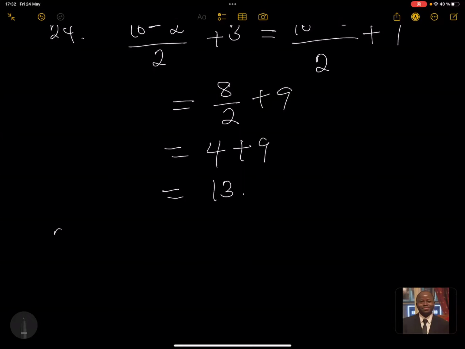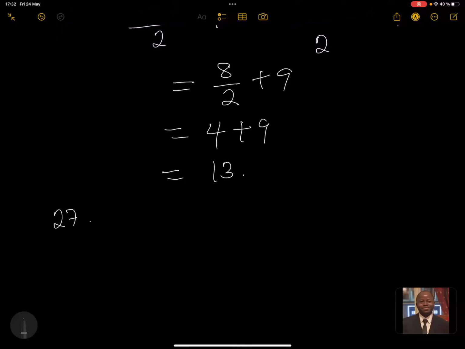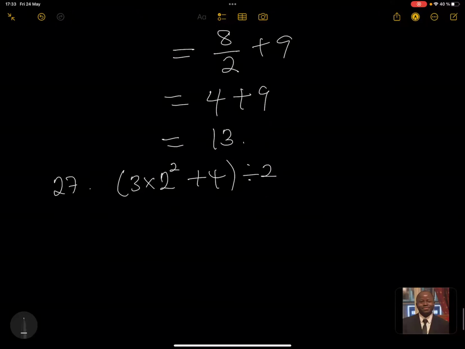Okay. So the next question here is question 27. Question 27 here says, find the expression: 3 multiplied by 2 squared plus 4, then divided by 2. Interesting.